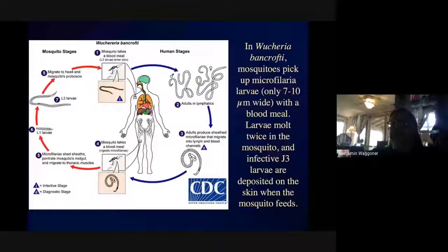This is where they mature, and the adults produce microfilaria larvae that migrate into the lymphatics, from there into the circulatory system, and they get picked up by mosquitoes.